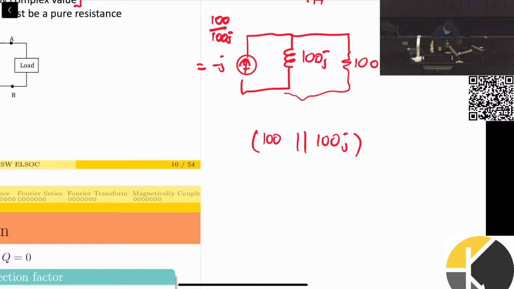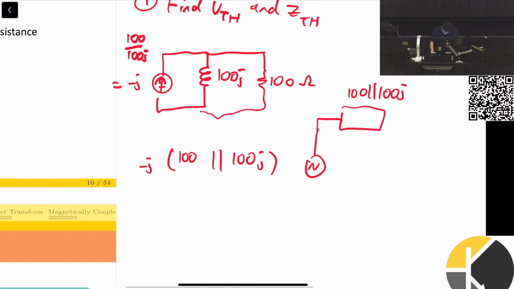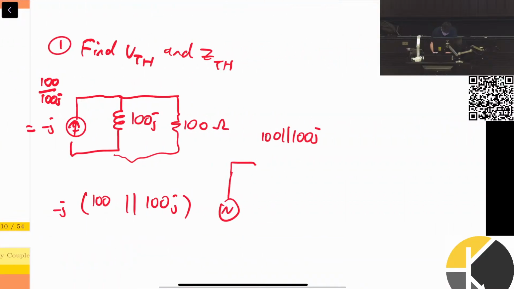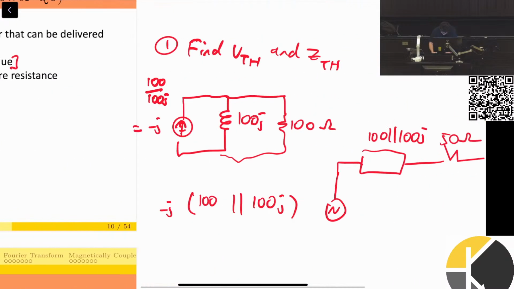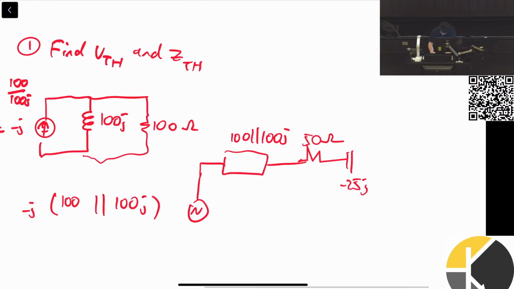So what we're going to do is times that by minus J. We have the AC voltage source. Then we also have a component that has that in parallel 100J. And then we've got the rest of the circuit we have over here, 50 ohms. We have minus 25J. And then we just have our load. All right. Is anybody fussed about anything over there? Does that make sense to everyone?